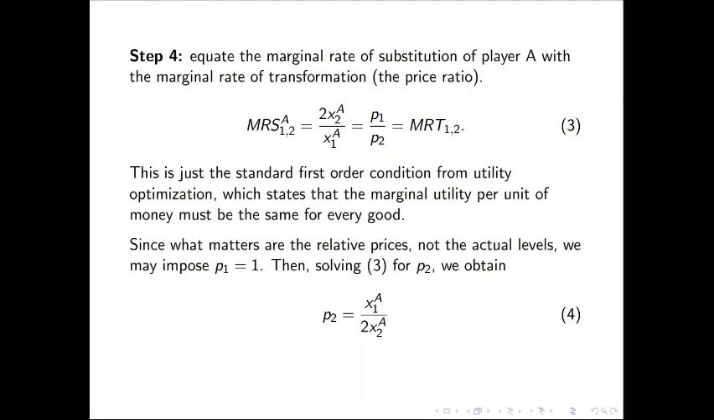This simply states that the value of good 1 in terms of good 2 must equal the price of good 1 in terms of good 2. That's what equation 3 says.